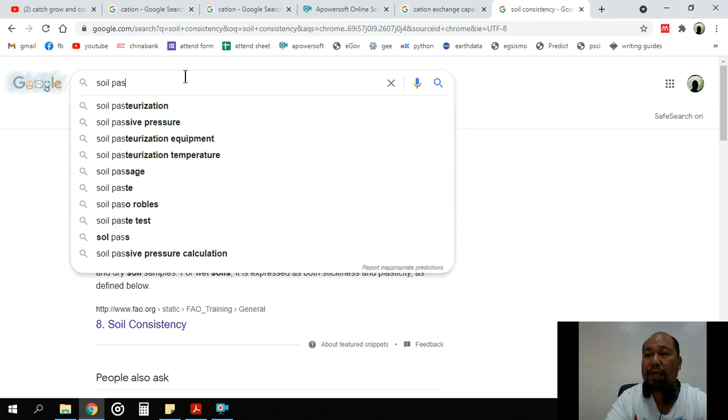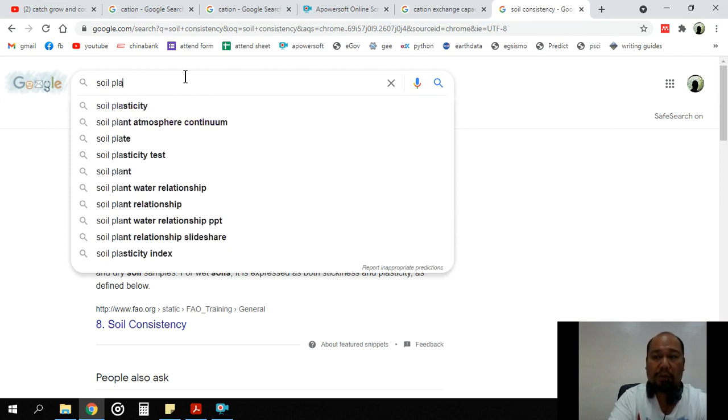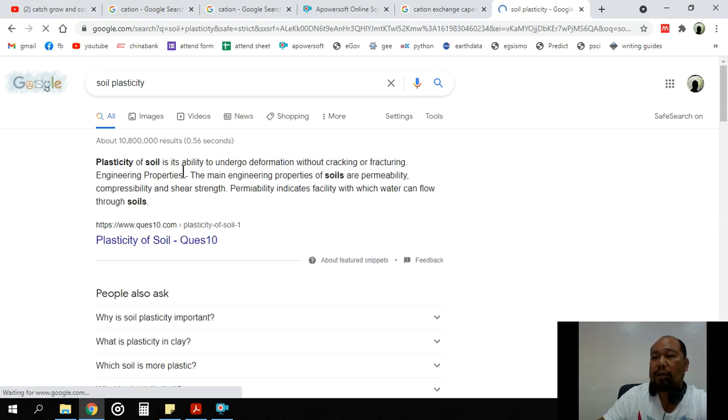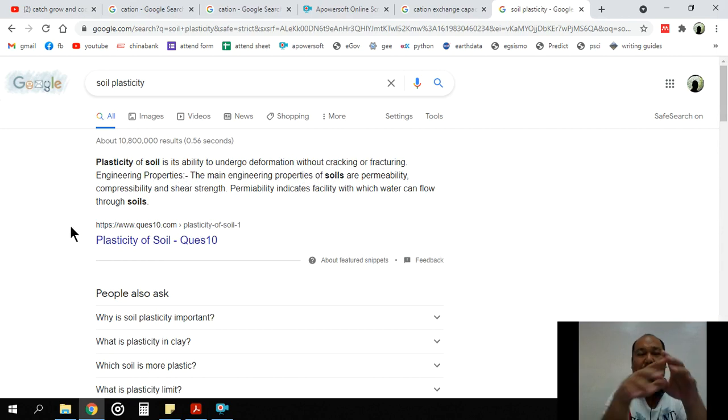Let's try plasticity. It's the ability to undergo deformation without cracking or fracturing. Okay? Consistency has something to do with the strength. This is not a very common characteristic that we tackle in soil sciences. In engineering, perhaps. Okay, this is covered more in detail.